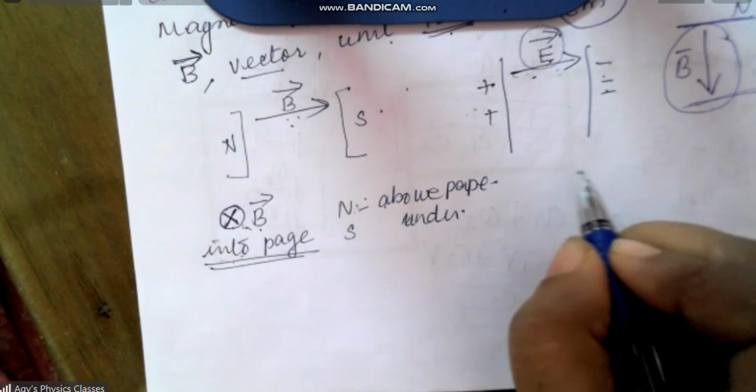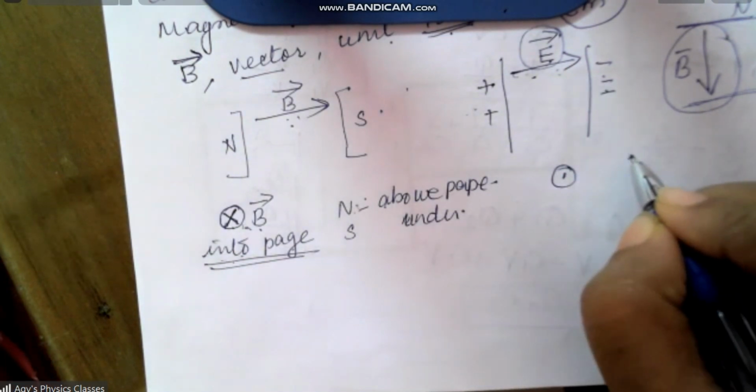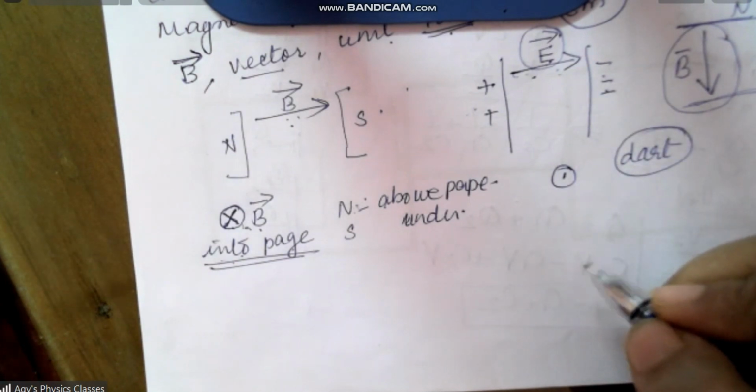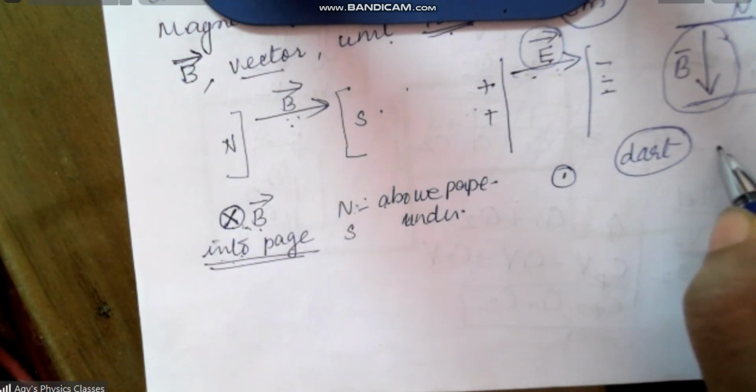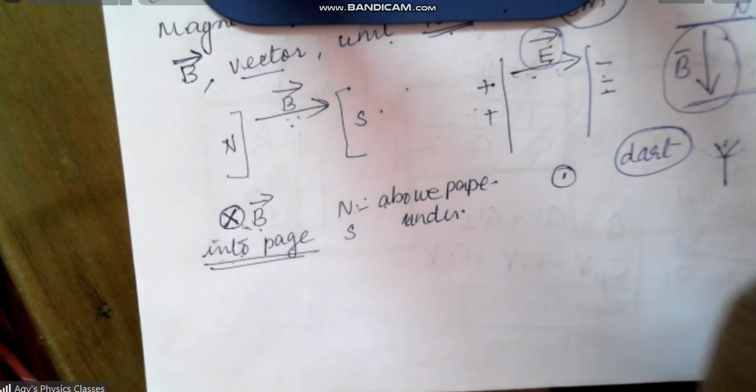Out of the page is what? A dot in a circle. How do you know? You think about a dart. What is a dart? You got a pin and 4 flaps, right? The one that you throw at dart boards.